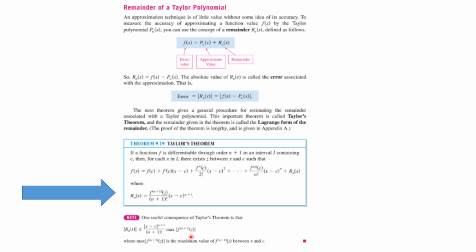We've actually talked about this kind of thing before when we were talking about numerical integration. Then you get x minus c whole to the n plus 1 all over n plus 1 factorial. So this allows you to estimate how wrong you can be using the Lagrange form of the remainder.